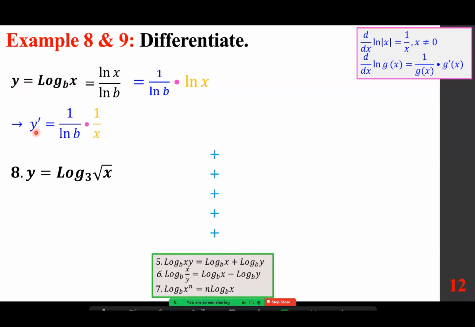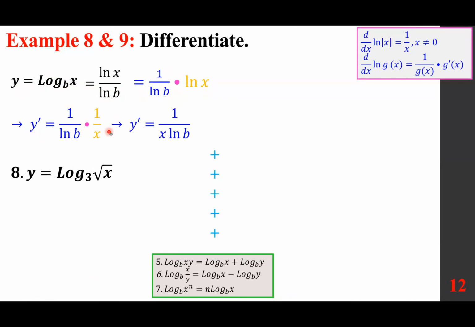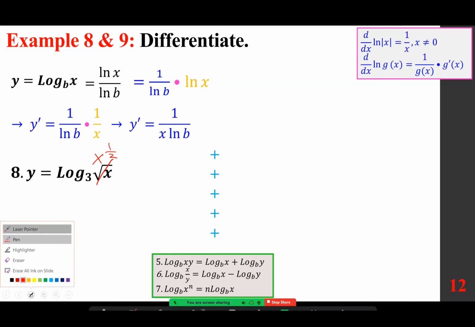So again, what is y prime? This one doesn't change. This one will flip over, becomes 1 over x. And so we write it in this fashion. We say y prime is 1 over x ln b. So that's what we are going to do here. Before we do that, I'm going to write the x as x to the power of 1/2, everybody. So I'm going to change this to x to the power of 1/2. And I'm going to use the power rule, and I put the 1/2 in front.